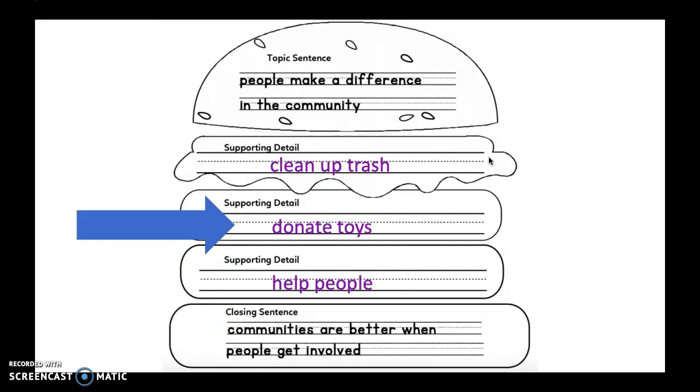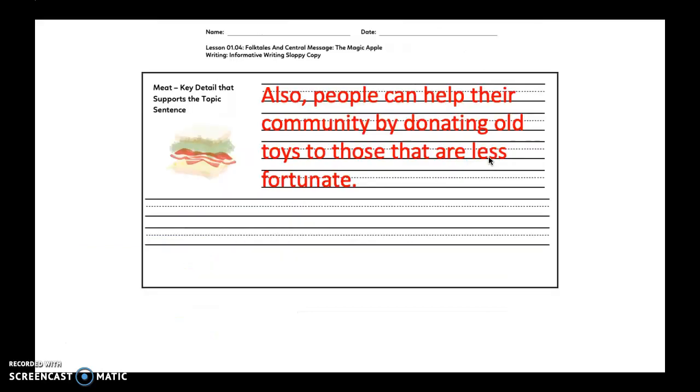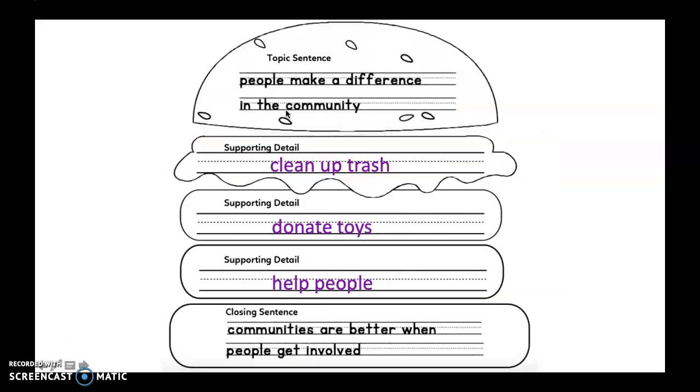Donate toys. Also, people can help their community by donating old toys to those that are less fortunate. So we can donate toys to people who are less fortunate, which definitely makes your community a better place. So this detail also goes with my topic sentence. If you notice, as I'm writing, I'm also using these transition words that help me move from one idea to the next. These are great to use when writing a good paragraph. So let's do the last one.